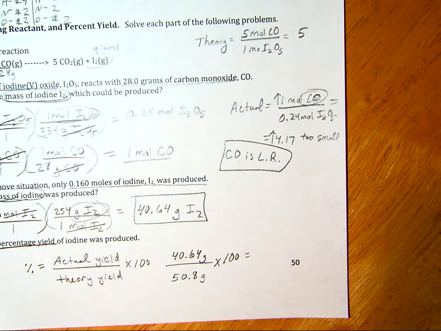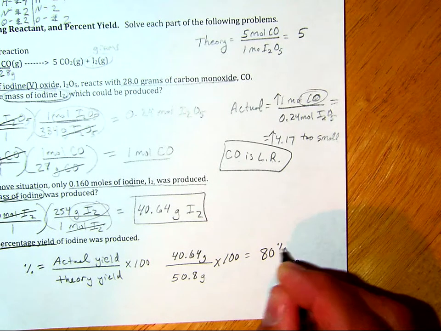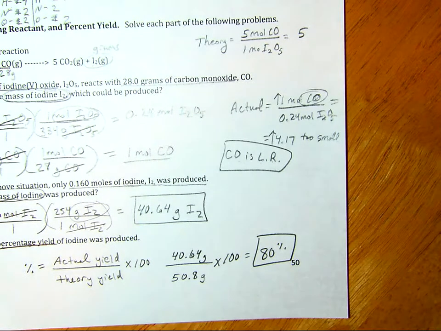Okay, so 40.64 divided by 50.8 and then times it by 100 is exactly 80%. So what that tells us is that we formed 80% of the product that we should have formed according to our balanced chemical equation. So 20% didn't form, and there's a lot of reasons for that. Maybe something went wrong. Maybe we lost a little bit of the reactants. Maybe we lost a little bit of the products. We don't know, but there's a lot of reasons for why it could go down.